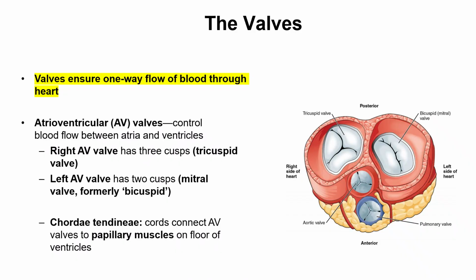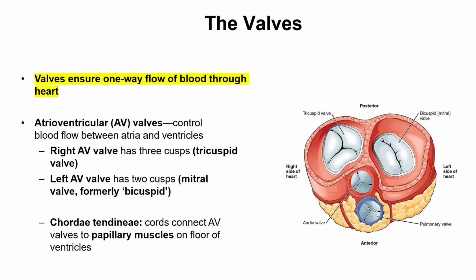We have the right AV valve. It features three cusps, so we call it the tricuspid valve. We have the left AV valve between the left atrium and the left ventricle, and it has two cusps. We refer to it as the mitral valve, and then sometimes you will hear it called the bicuspid valve because it has those two cusps.